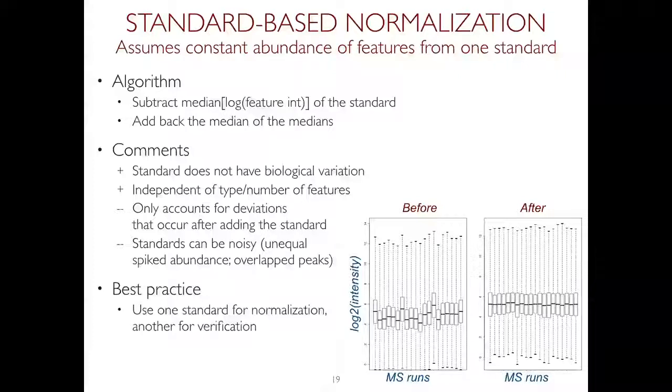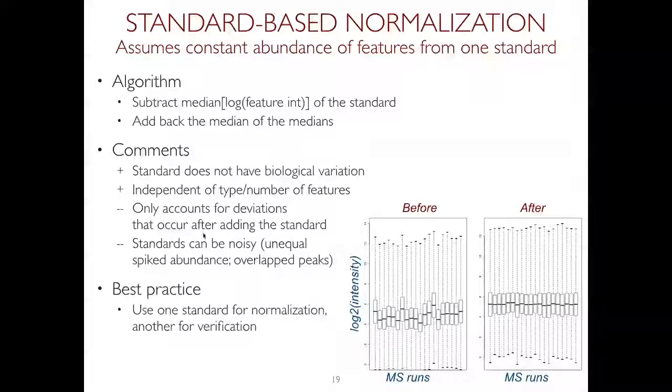And so here's the standard-based normalization. This is another normalization implemented in MSstats, where essentially what we're trying to do is equalize the medians of the standards and then apply this to these boxes. And you see here that after the normalization, the boxes became a little bit more constant, but they're not exactly constant because what happened to endogenous features is not exactly identical to what happens to the standards, right? And so the algorithm is that we subtract the median of log feature intensity of the standard and add back the median of the medians, and we apply the same shifts to all the endogenous features. So the good point is that standards do not have biological variation. They are not dependent on the number of features.